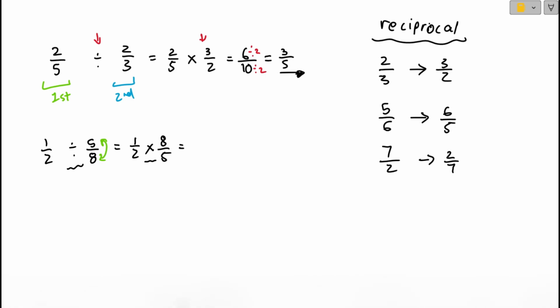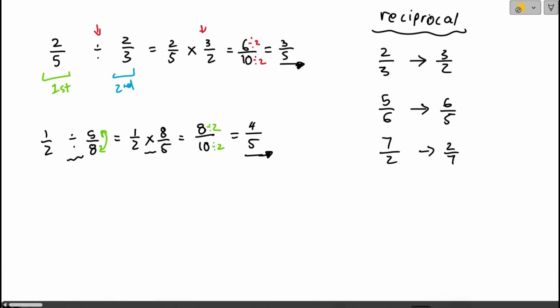So we're going to change this to multiplication and we're going to multiply it by the reciprocal of the second fraction. So let's go ahead and multiply the denominators. That will give us 10 and 1 times 8 will give us 8. I can further simplify this by dividing both sides by 2. So that will give us 4 over 5. Okay, cool.